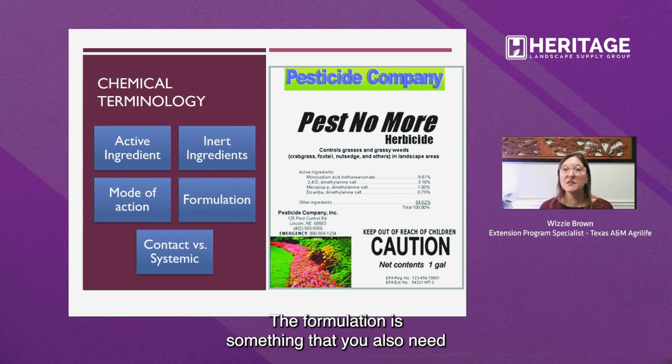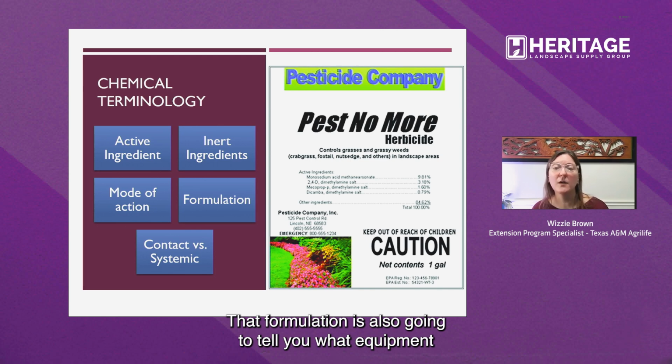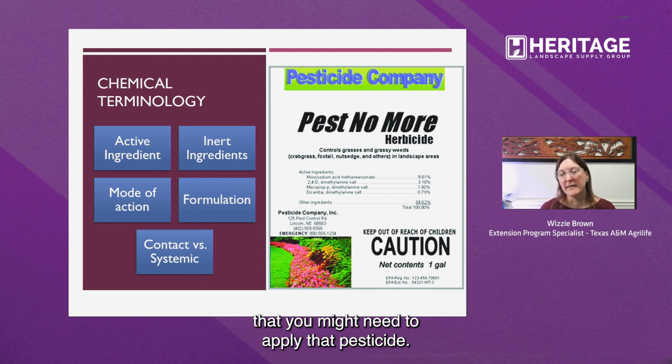The formulation is something that you also need to pay attention to. Is it a dust, a spray? Is it a granular that needs to be watered in? Is it a bait that is essentially a food for the insect and it shouldn't get wet? That formulation is also going to tell you what equipment that you might need to apply that pesticide.